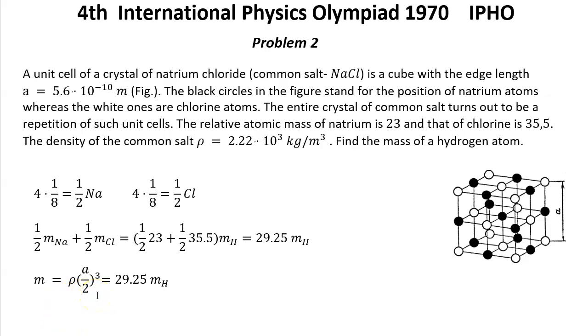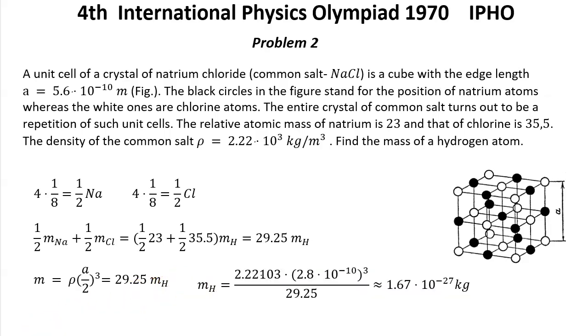From another point, the total mass of this cell must be equal to ρ multiplied by (a over 2) cubed, which in our case is equal to 29.25 hydrogen atoms. So it means that the mass of a hydrogen atom equals this number, which is approximately 1.67 multiplied by 10 power negative 27 kilogram. That was the solution for problem number 2.